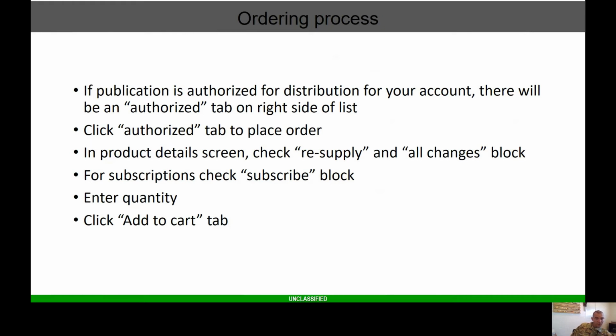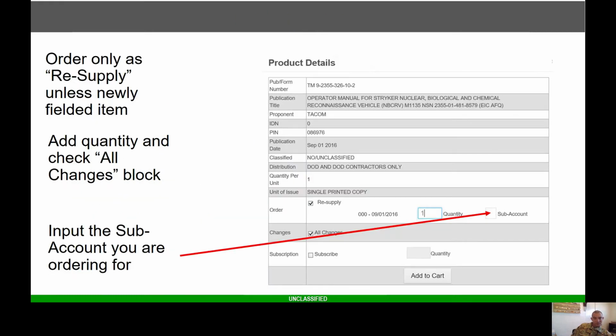On the product screen, check the resupply and all changes block, right? So if there's a change, you'll automatically get it. For subscriptions, check the subscribe block. Enter quantity, click add to cart. So basically here it is right here. Order only as resupply unless newly fielded item. Okay, that's important. Add the quantity you want.